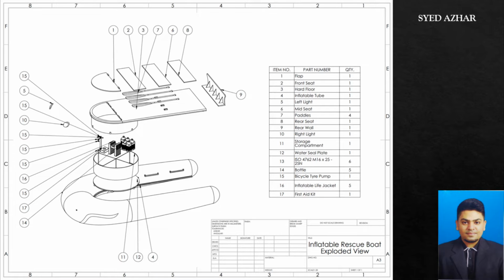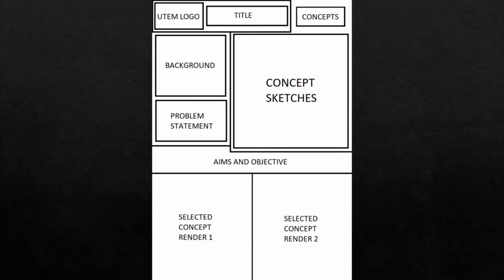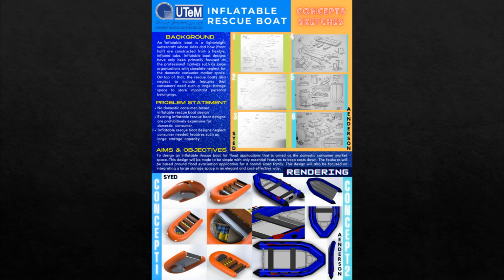Here we can see the exploded view and bill of material of this design. Next, we will look at the poster planning and final result. This slide shows our planning of the layout of our poster. And this is the final result of our poster.